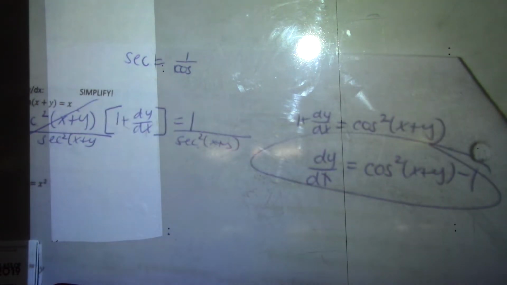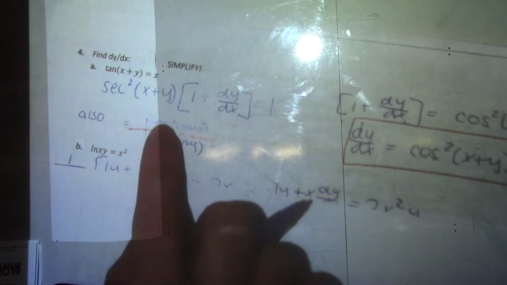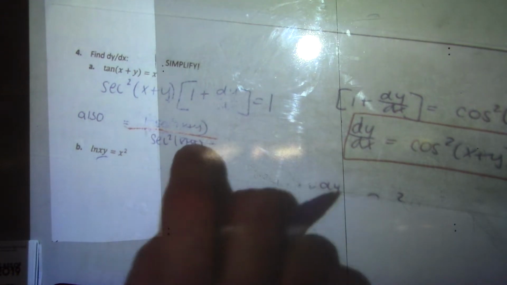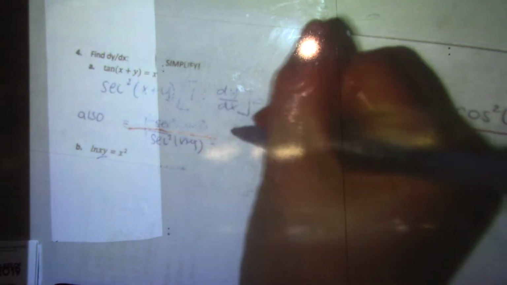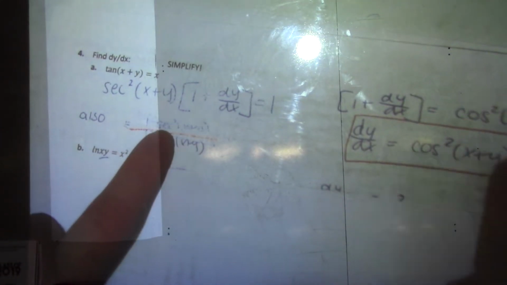If you do it the other way, you get 1 minus secant squared (x + y) over secant squared (x + y), which you could then replace secant squared as 1 over cosine, so that's the same as multiplying by cosine, in which case you get cosine squared, secant times cosine cancels out and leaves you just minus 1 there.